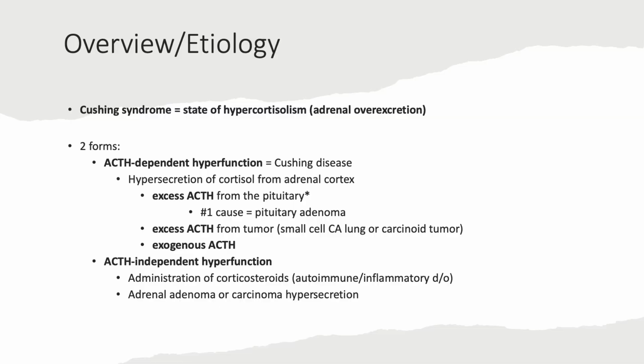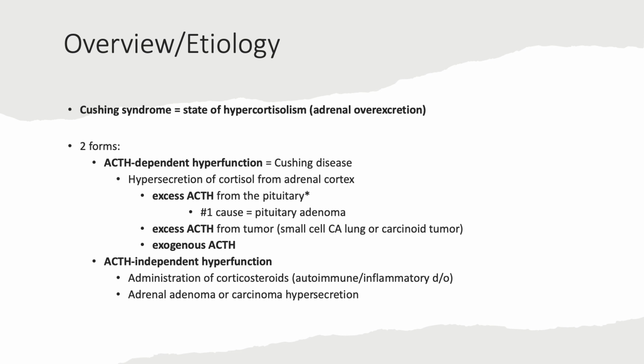So as we move on to the actual point of this lecture, we want to talk about Cushing Syndrome. Again, it is a state of hypercortisolism, adrenal overexcretion of cortisol. Now, this happens two ways. There is ACTH-dependent hyperfunction. So this is Cushing disease. Most of the time, and I'll say this again, most of the time, excess ACTH is from the pituitary gland because there's a pituitary adenoma almost all the time. Okay, this is the most common reason for it.